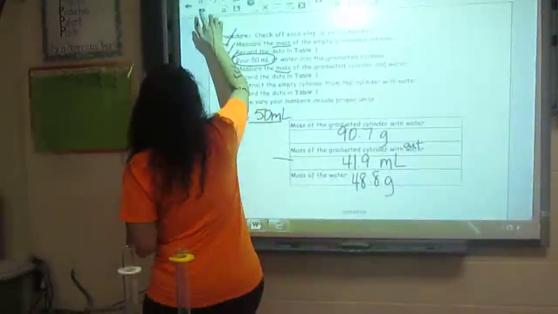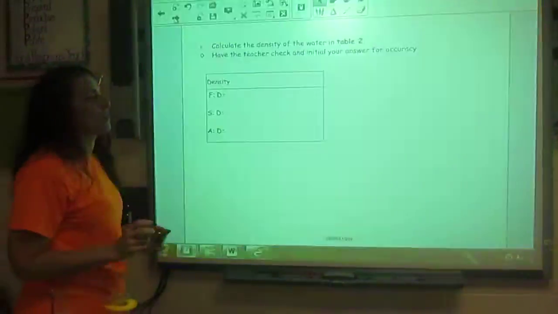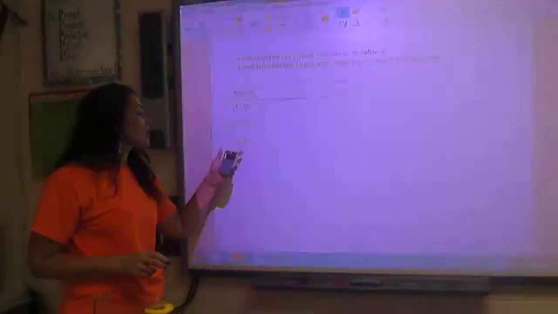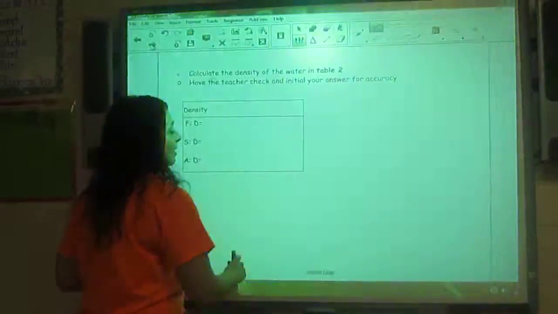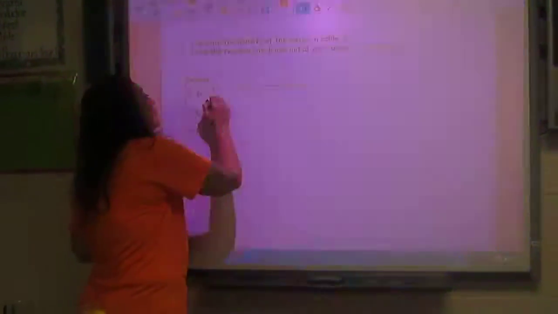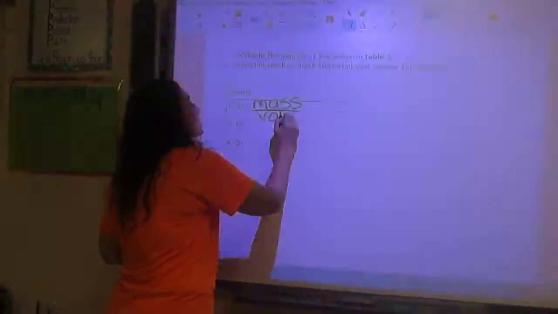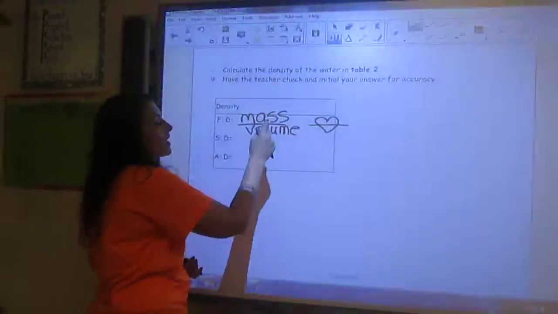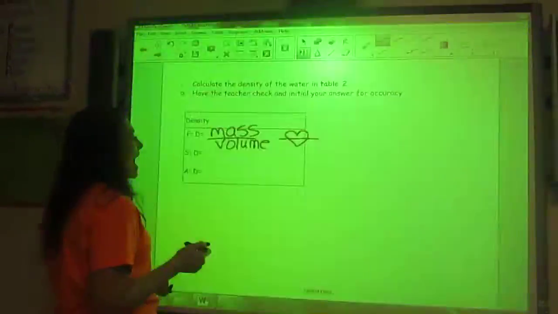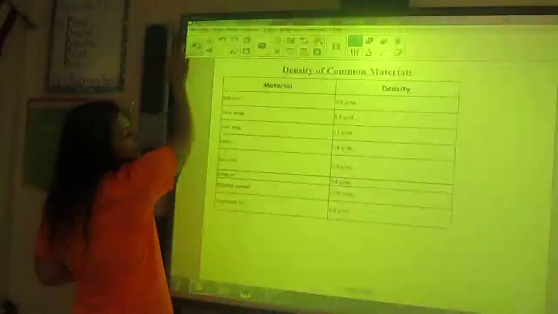So let's see what the next step is. Now it asks me to calculate the density. When we calculate the density of something, we need to remember FSA, formula, substitution, answer. So we looked at the introduction, and we know that the density formula is mass divided by volume, because we love density. Mass divided by volume. See the little M and the V. Now, substitute the mass. We just figured out the mass a little while ago.